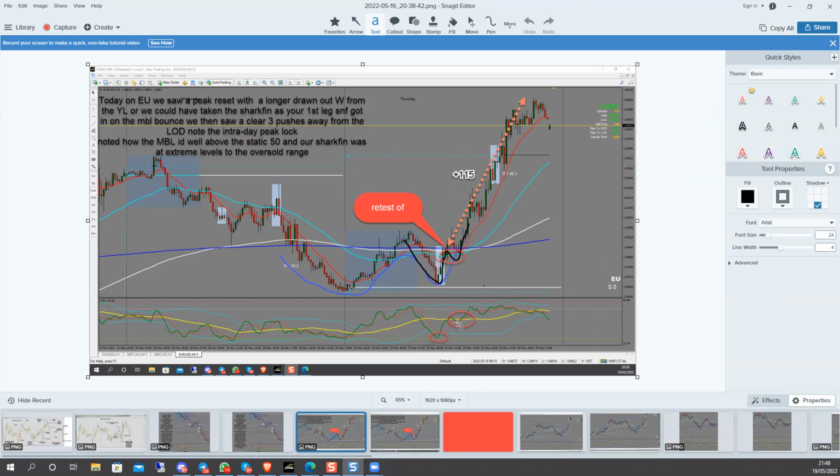And then we had a bounce onto the NBL, and we were above the 50. So that's a bullish sign. So look for whether most of the price action is above or below the 50, and where the NBL is and the direction of the NBL. Those things are very, very useful.